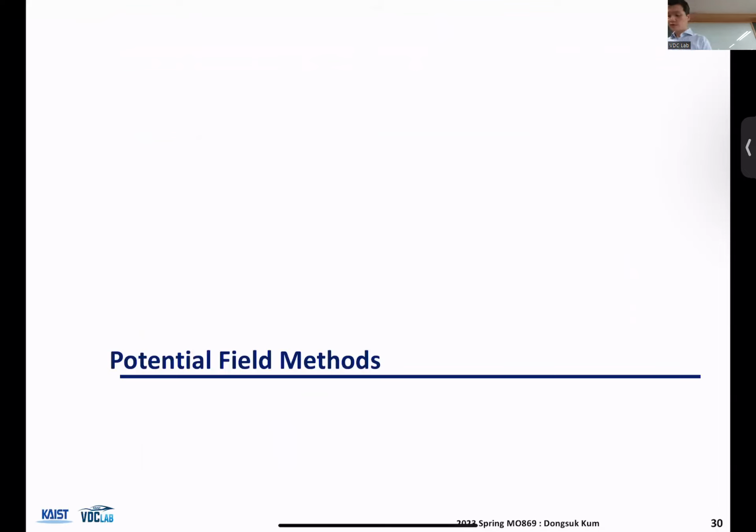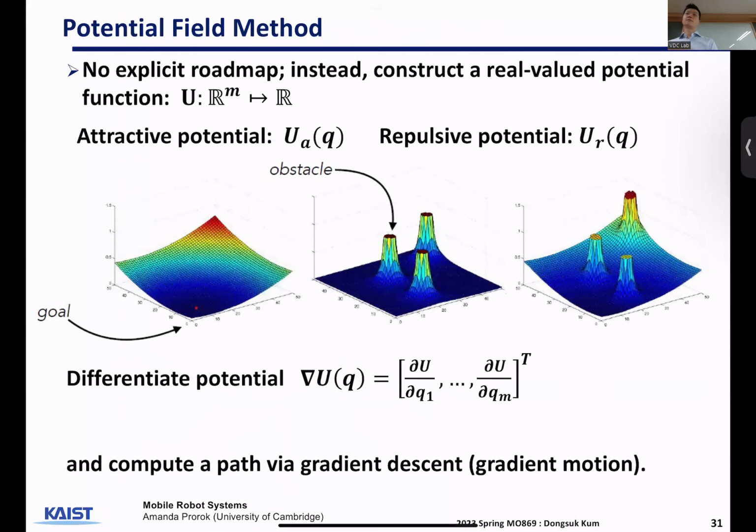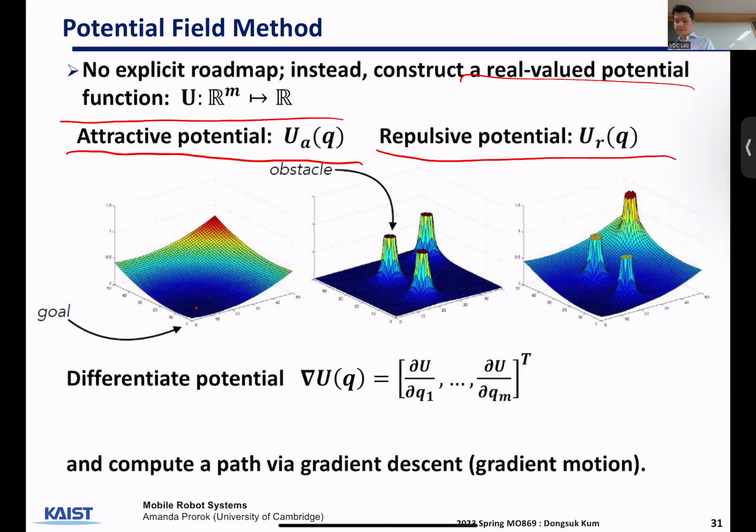And let's move on to potential field methods. This one is a bit different from the graph-based methods we talked about so far. Here, in potential field methods, there's no explicit roadmap. Instead, we construct a real valued potential function over the space. We are going to introduce attractive potential, U_A, and then repulsive potential, U_R.